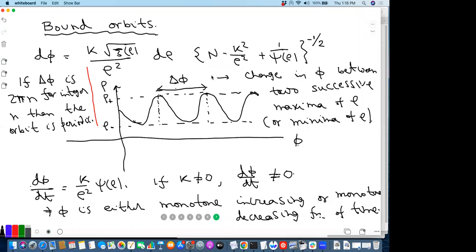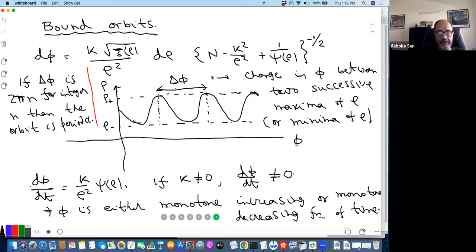Can you repeat what you said, like what we'll see in the Newtonian case? That in the Newtonian case, delta phi will turn out to be a multiple of 2 pi. In fact, it's exactly 2 pi. So because of this, this point and this point represent exactly the same point in space, because the rho values are the same and the phi values also differ by 2 pi.